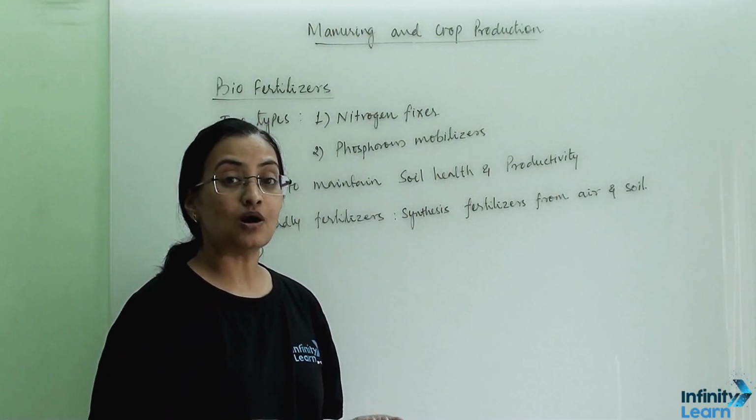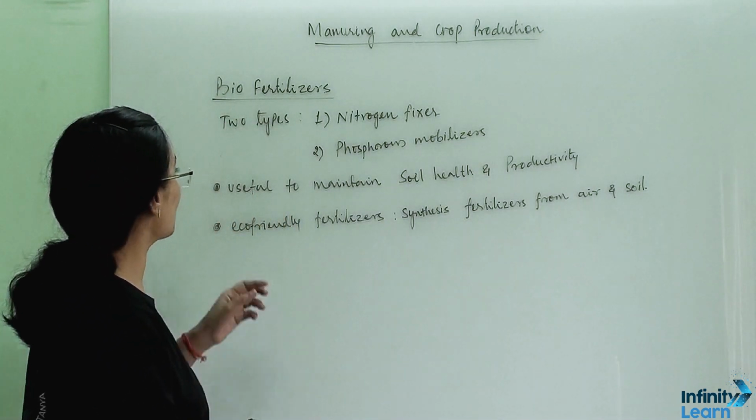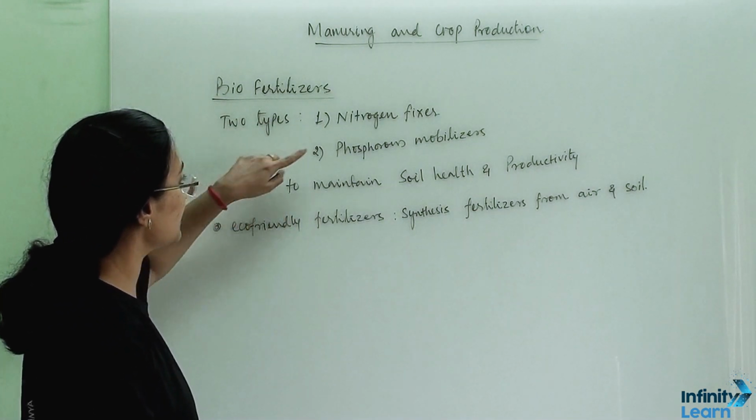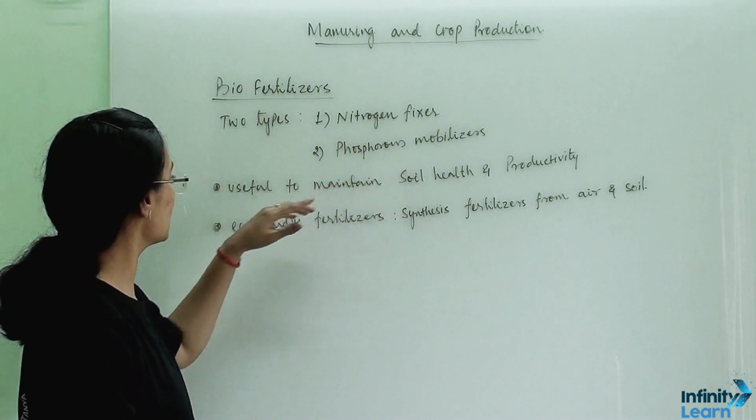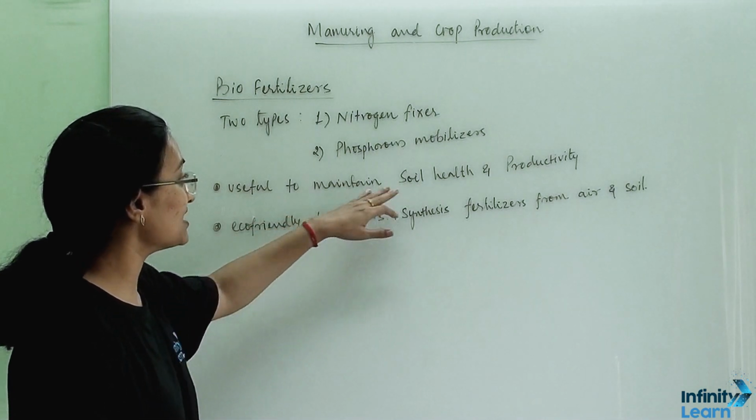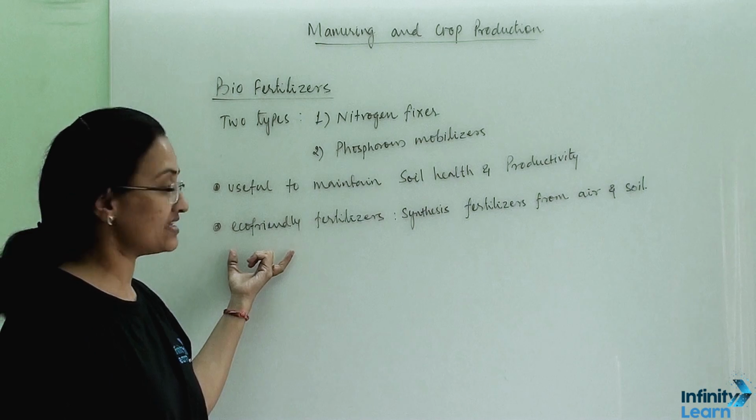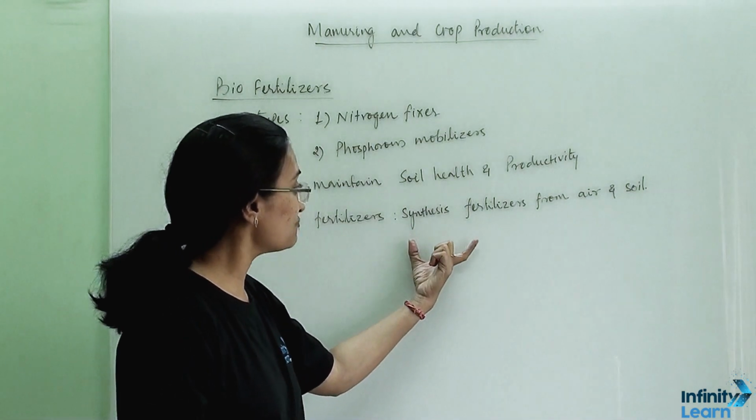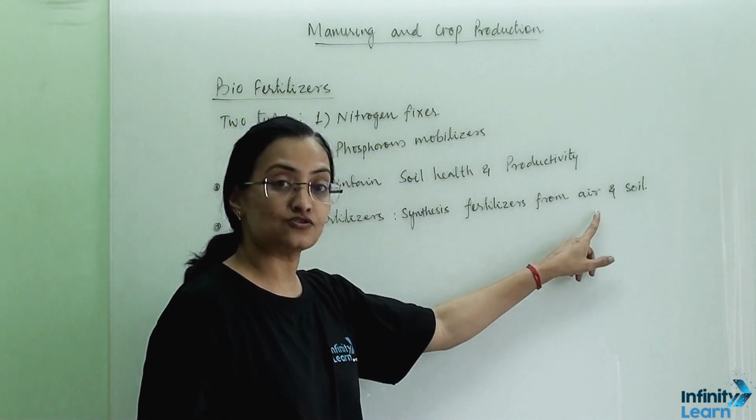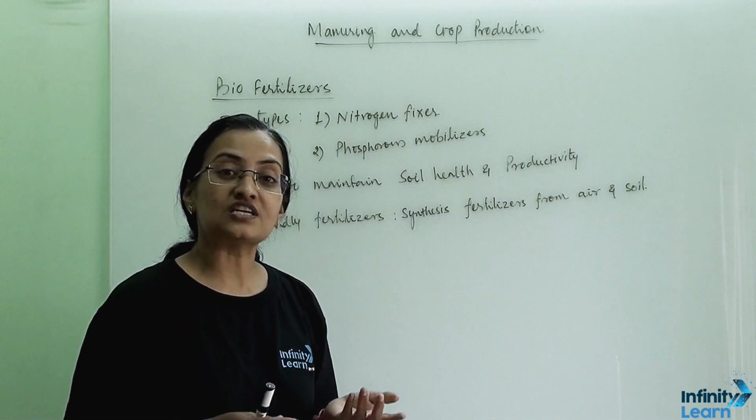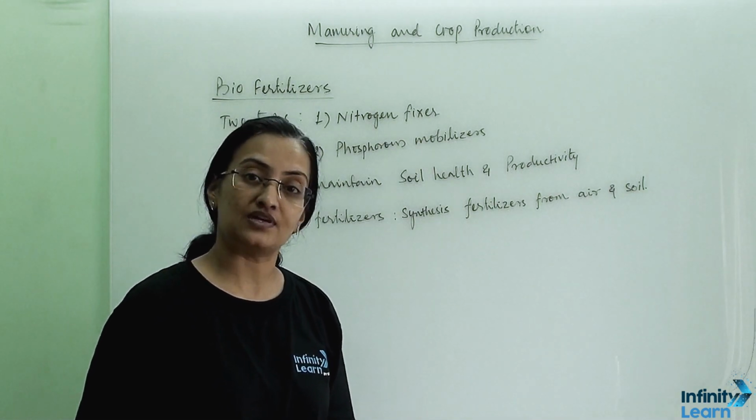Now let us learn about biofertilizer, which is very advantageous for the soil. There are two types of biofertilizer: nitrogen fixer and phosphorus mobilizer. They are useful to maintain soil health and productivity, and they are eco-friendly fertilizers. Why? Because these fertilizers synthesize nutrients from the air and soil, so they do not cause pollution to the soil and air, and that's why they are very advantageous.